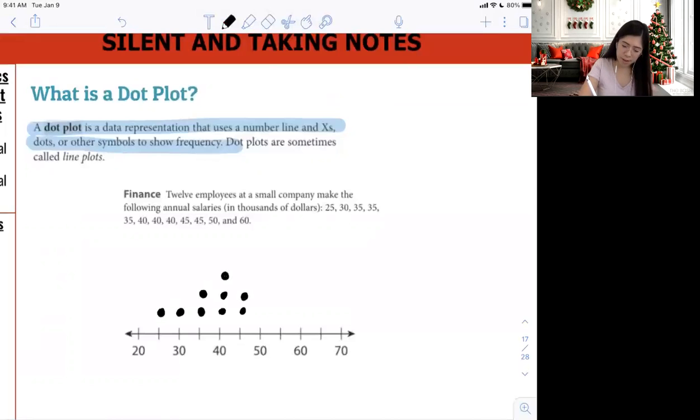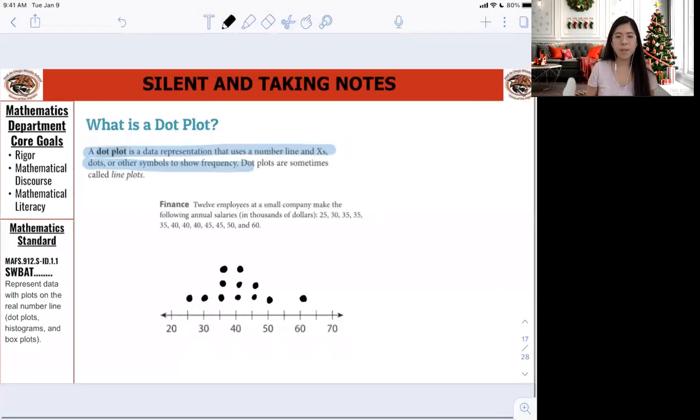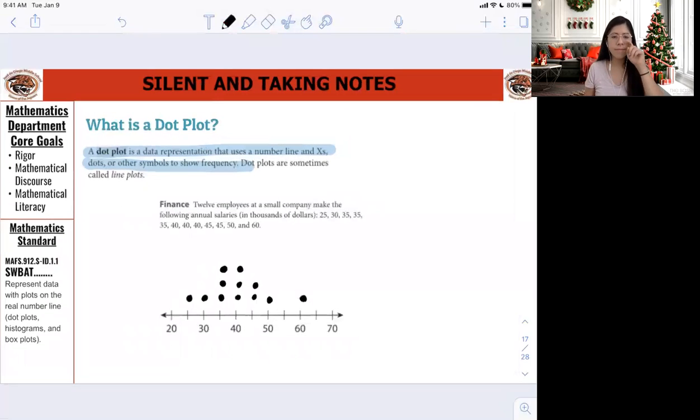Miss, it's 3 35s. Oh, thank you, you're so right. Thank you. And then a 50 and a 60. And that's it, and there's my dot plot. It's pretty easy, right? Not too bad. I think you might have seen them in 6th grade.